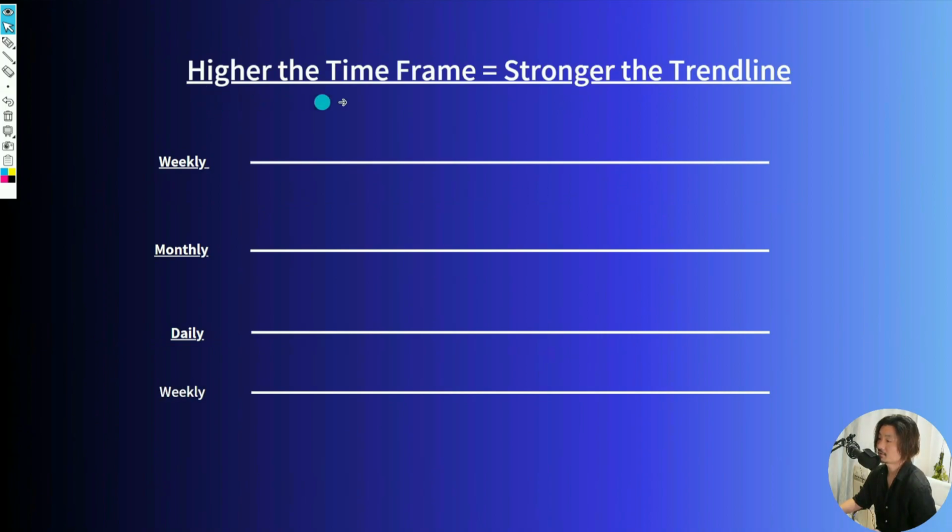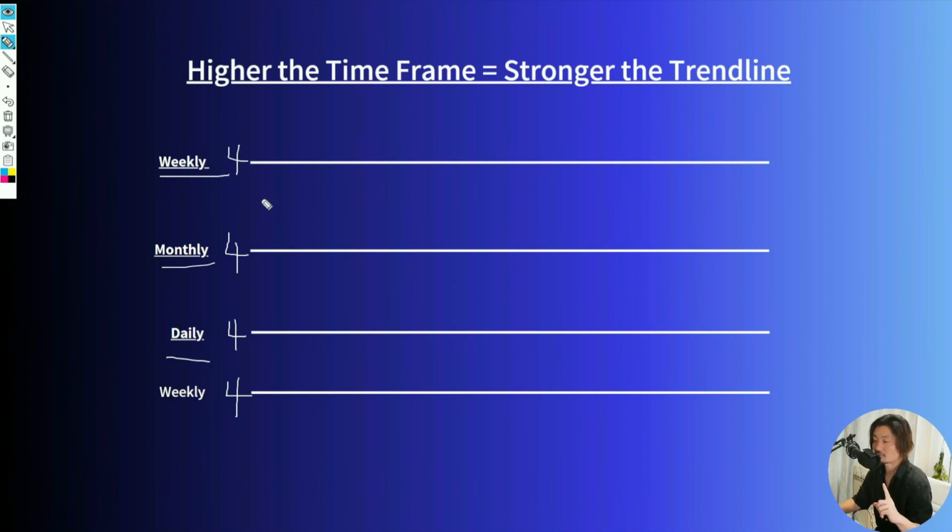All right, so the higher the time frame equals stronger the trend line. Okay, so let's say each of these trend lines have the same amount of contact points. So this weekly trend line, 4 contacts, monthly had 4 contacts, daily had 4 contacts, so on. However, if the time frames are different, so this one was a weekly one, monthly, and a daily. As a basic rule, the higher the time frame equals stronger the trend line.